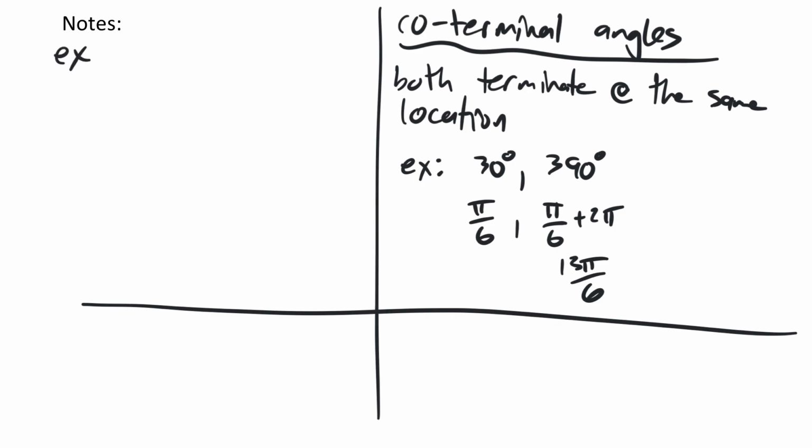So as an example, I'm going to give you 3 angles. I'm going to give you 45 degrees, 11 pi over 4, and 42 pi over 8. Your goal is to see if any of these angles are coterminal. So go ahead and pause the video and give it a try.